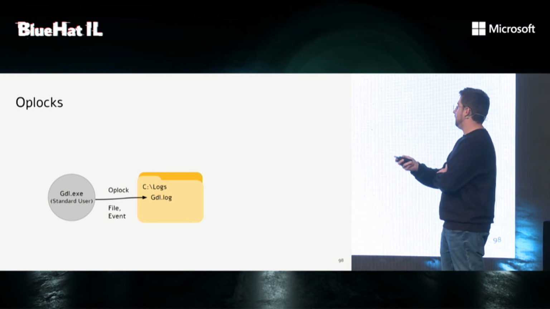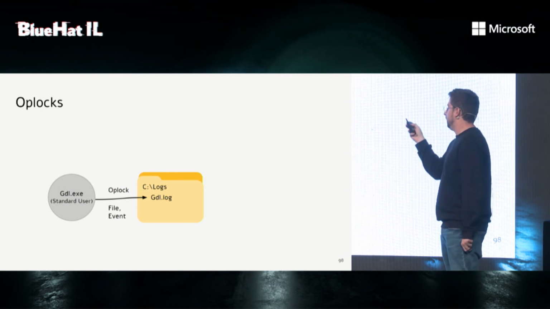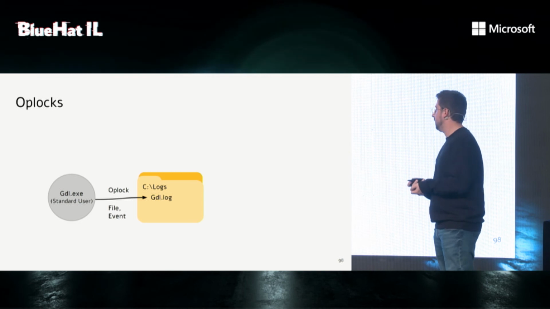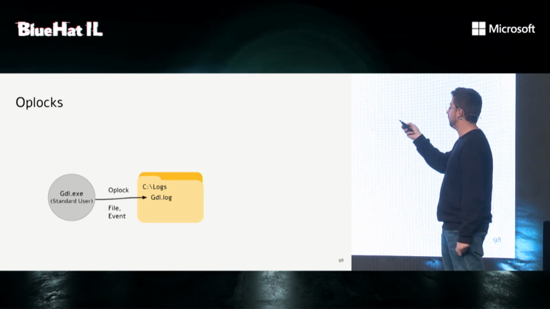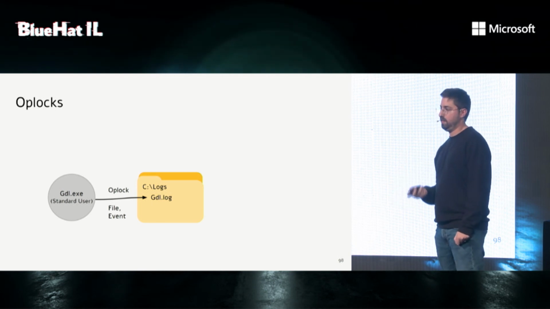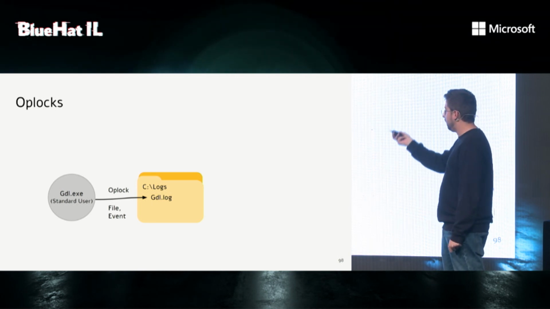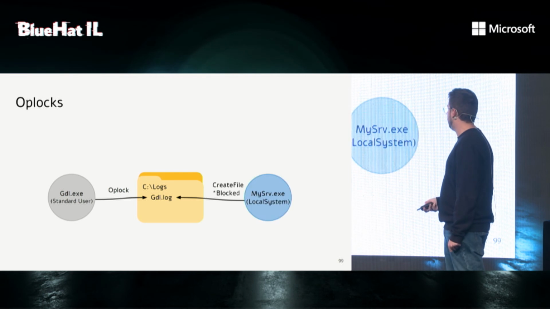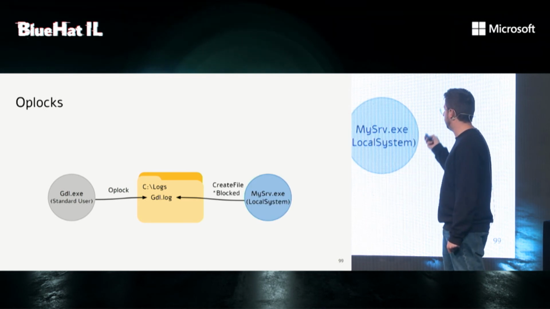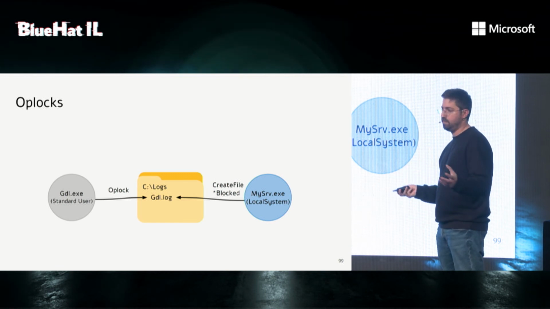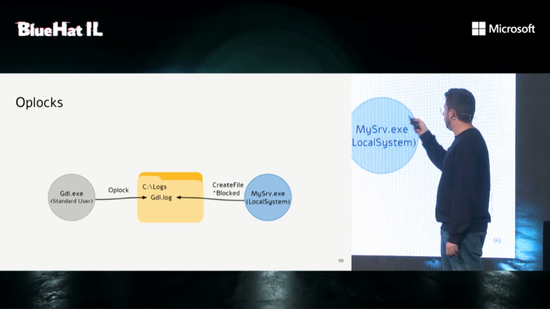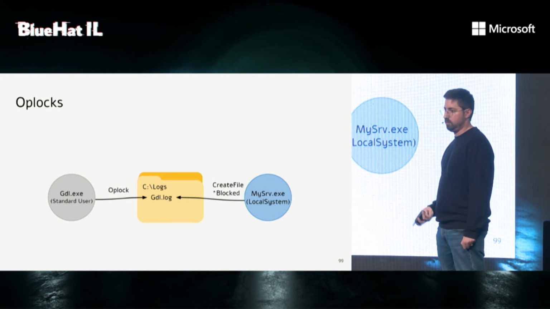So from gdl.exe, let's say I want to set an oplock on the file clogs_gdl.log. And to do that, I simply require a handle to clogs_gdl.log and a handle to a Windows event that I created. And after I set that oplock on that file, let's say that some other entity, like myserv.exe, that runs as local system, but it can be just any process running at any privilege level, it doesn't matter, tries to open the file clogs_gdl.log.